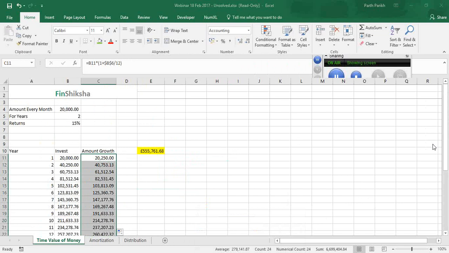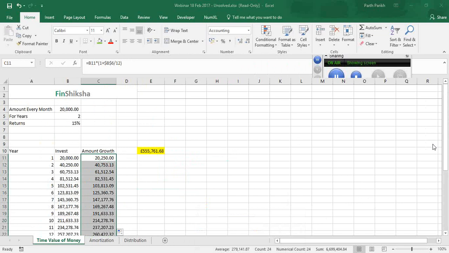Those who are not getting the answer, I will connect with you separately over email, because others are stuck, as they have already solved this. So don't worry about it. I have also shared the solved file which has amortization and distribution solved. I will also solve time value of money and send it across after the session gets over. Thank you.